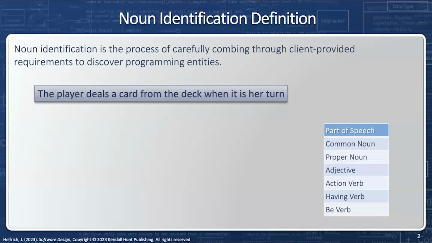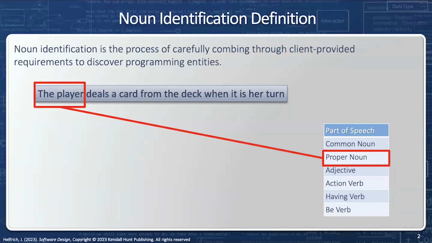So noun identification is the process of carefully combing through client-provided requirements to discover programming entities. For an example, here's a requirement. A player deals a card from the deck when it is her turn. So let's take a look at this requirement here, and we're going to see if we can tease out some entities. First of all, the player is a proper noun.